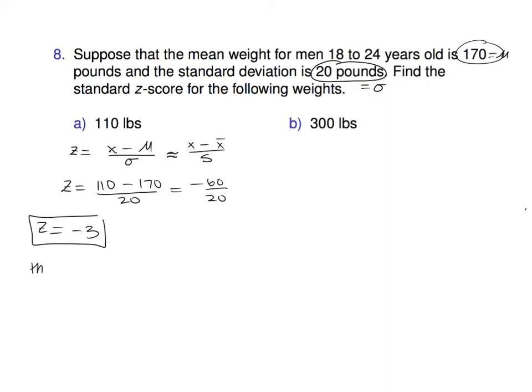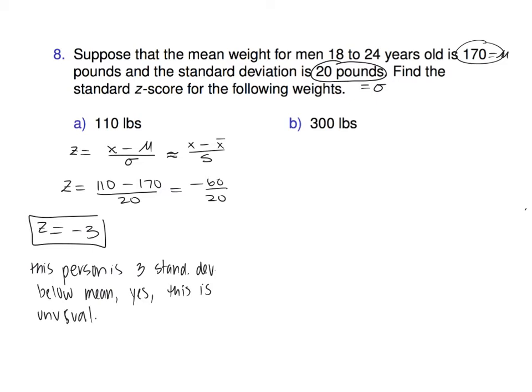Now what this means is that this person is 3 standard deviations below the mean. Yes, this is unusual. I didn't explicitly ask that question here, but remember that if you're 3 standard deviations below the mean, 99.7% of all people fall within that plus or minus 3, which means that you're in the bottom 0.15%. That makes you special.